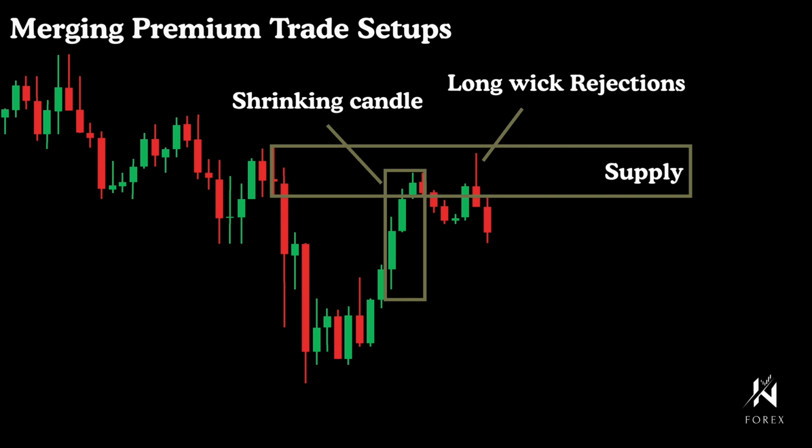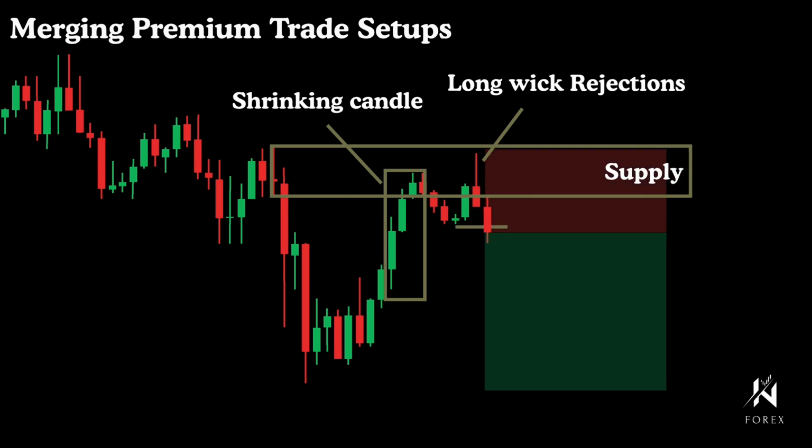Now, we wait for the neckline to break to the downside. Once confirmed, this provides a solid short entry. This setup includes several strong confluences: market structure, downtrend, supply zone, shrinking candles, momentum loss, double top pattern, rejection wick at resistance. All these factors combine to form a high probability trade setup.